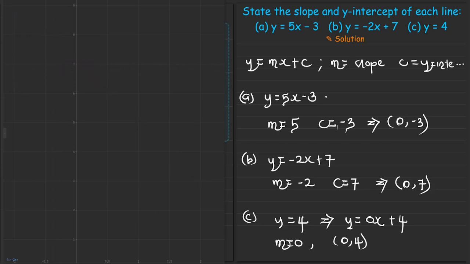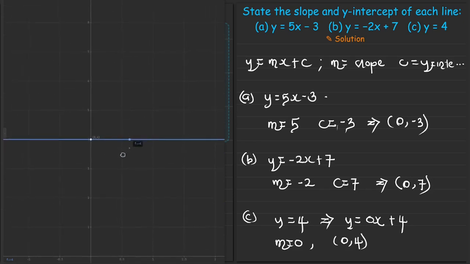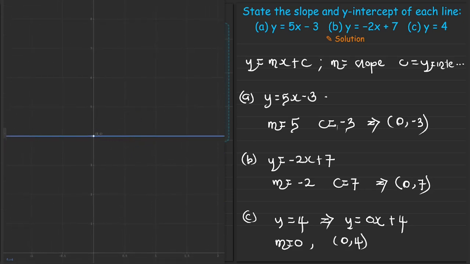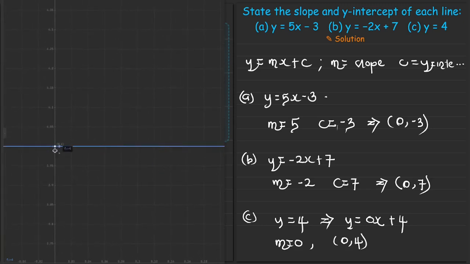Then the last one, which was y equals 4. So this is our y equals 4. It is just a horizontal line. And its intercept is also what? As you can see, it is (0, 4). Let's look at our next question.